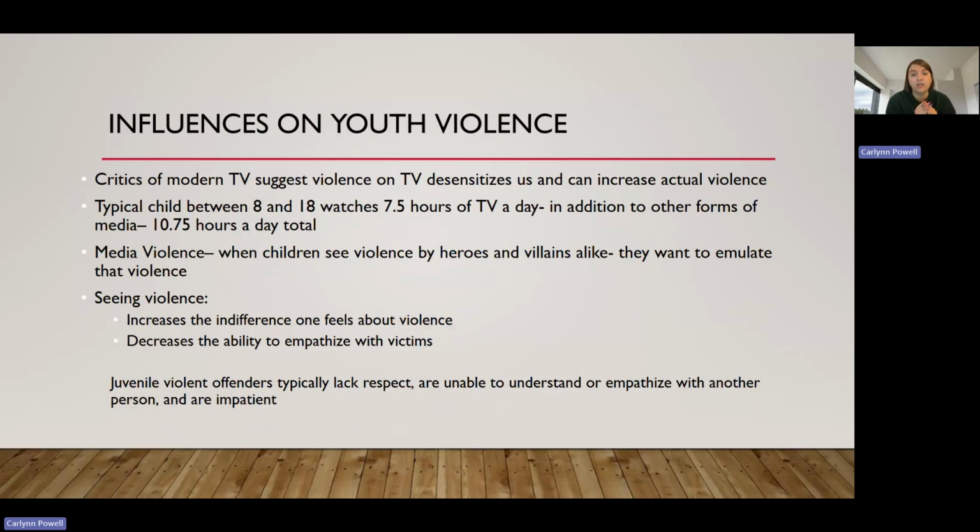Obviously, these are two huge reasons why we see so much violence in America, whether that's youth on youth or school shootings. There are so many reasons. And honestly, the amount of TV and media that's just uncensored is huge. As hard as adults try to continue to censor their children's media consumption, it's really difficult to do so. The last thing I wanted to mention was that juvenile violent offenders typically lack respect. Again, they're unable to understand or empathize with another person and can be really impatient.